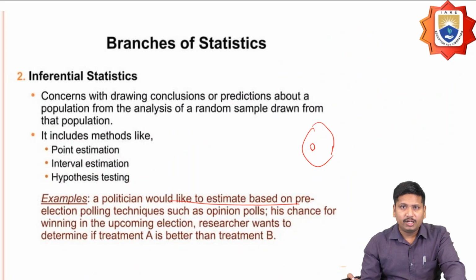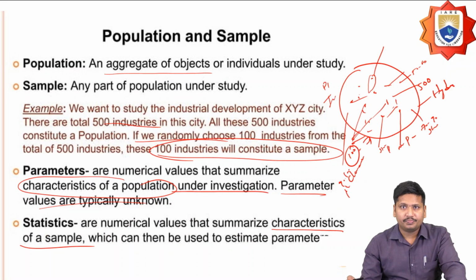And the next one is inferential statistics. Mainly inferential statistics is used to draw conclusions as well as predictions about the populations, and it also includes methods like point estimate, interval estimation, and hypothesis testing.